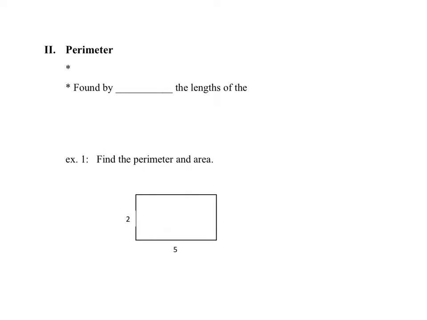So let's go to perimeter just to figure out what it is first. Perimeter is the distance around a polygon. So if you start on the outside, how far around the outside? If you were to walk around it, if you were to trace it, how far would you go? We can find it by adding the lengths of the sides.